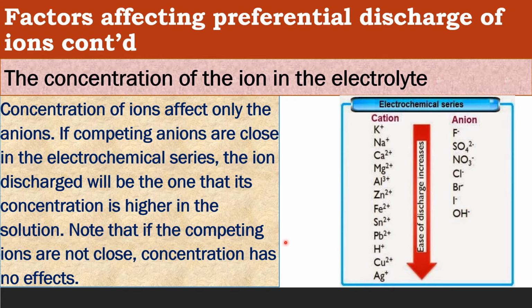So what the concentration of ion in the electrolyte is saying is that when the two anions in question are close to each other, then we can consider their concentration. But when the two anions that are competing are not close to each other, concentration will not have effect in such electrolysis to determine the anion that is going to be discharged at the anode.